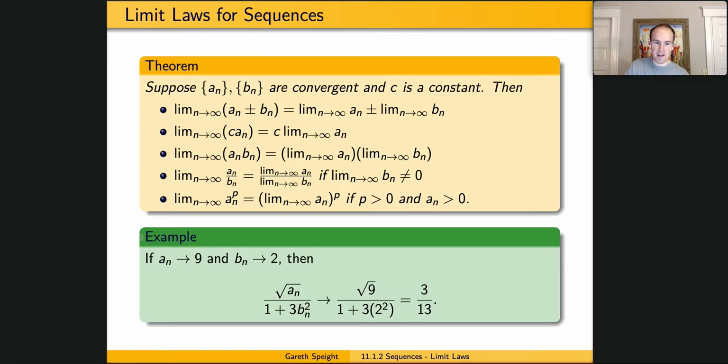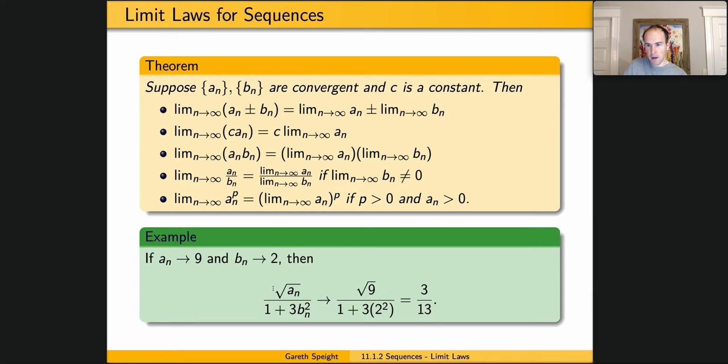Okay, so for instance, here is an example. Let's suppose we know that an tends to 9 and bn tends to 2. Let's look at this mishmash made up of an and bn in various ways. So we have the square root of an divided by 1 plus 3 bn squared. And we have several steps, so several different limit laws we need to use.